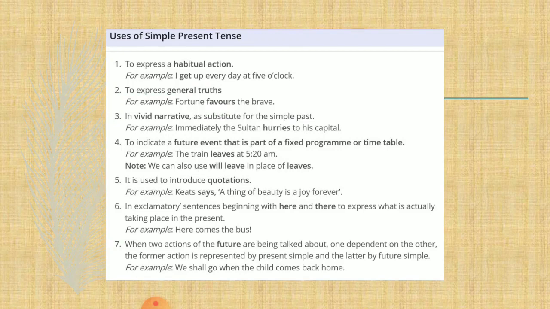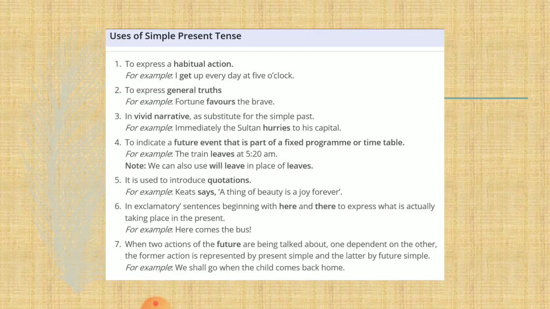In vivid narrative, it is a substitute for simple past. For example, immediately the Sultan hurries to his capital. When we are narrating any past event, we can use the simple present as a substitute. To indicate a future event that is a part of a fixed program or timetable: if we are talking about a future program which is fixed, here we can use the simple present.